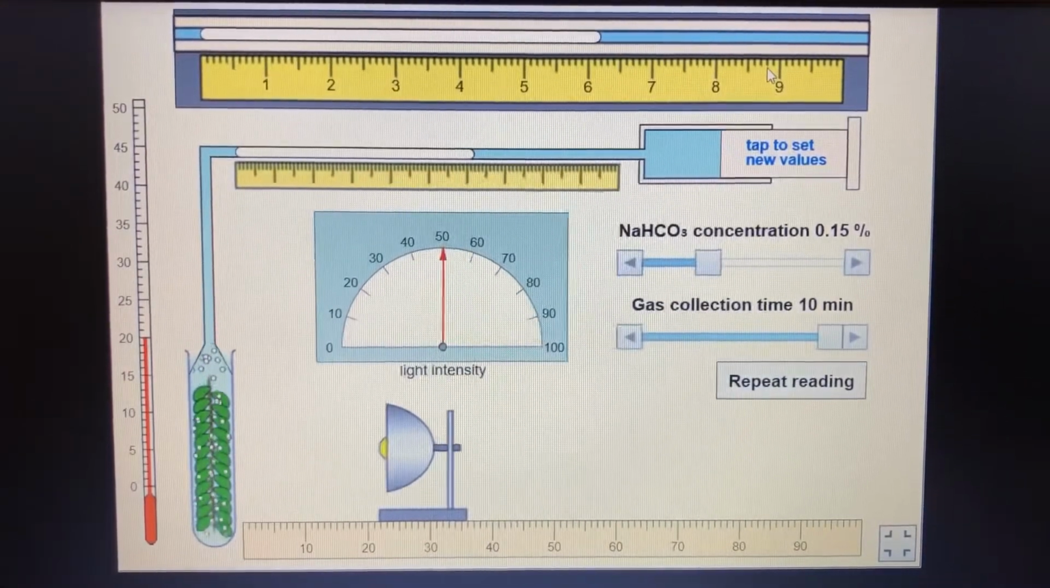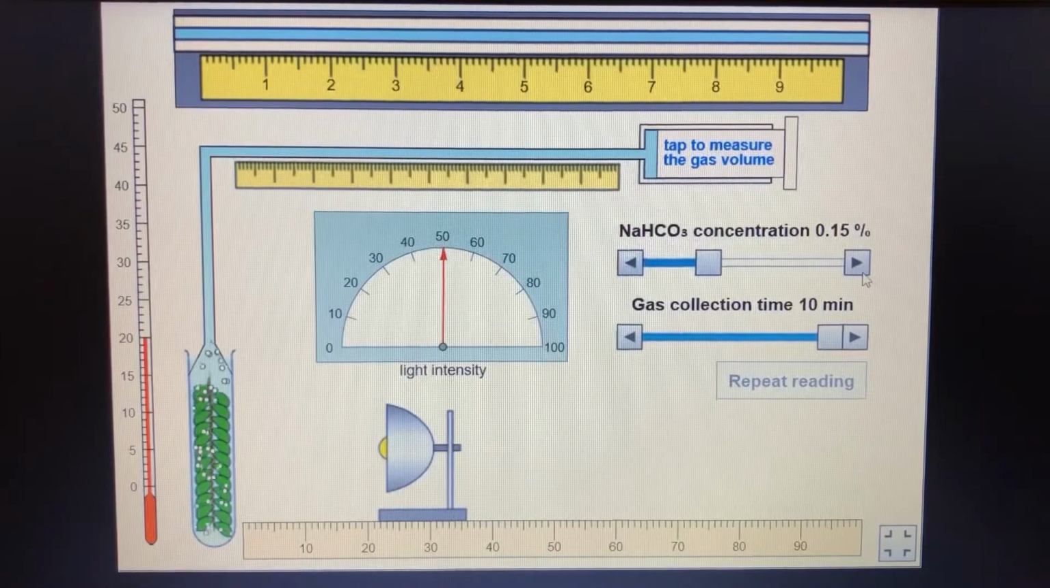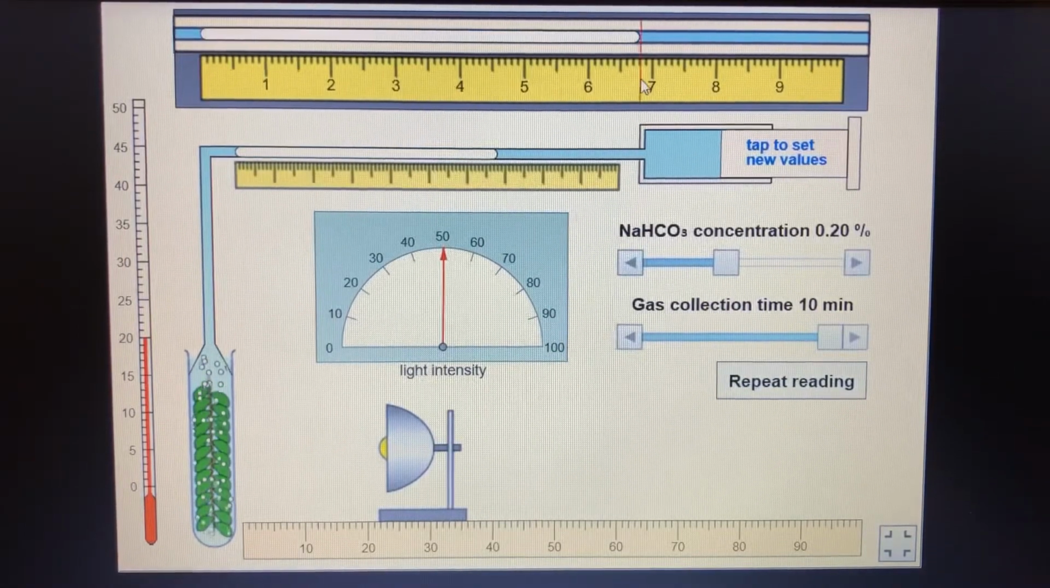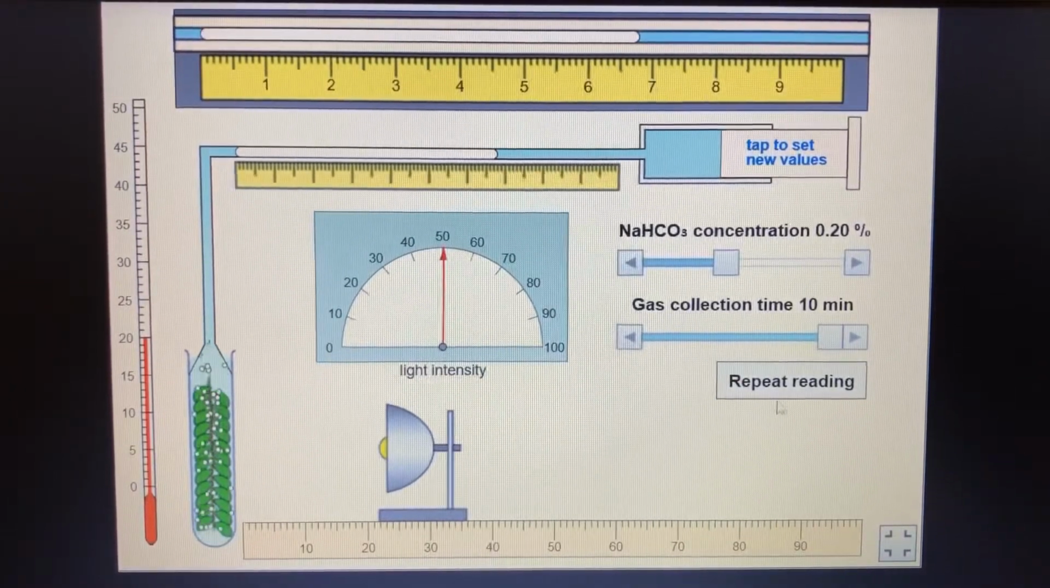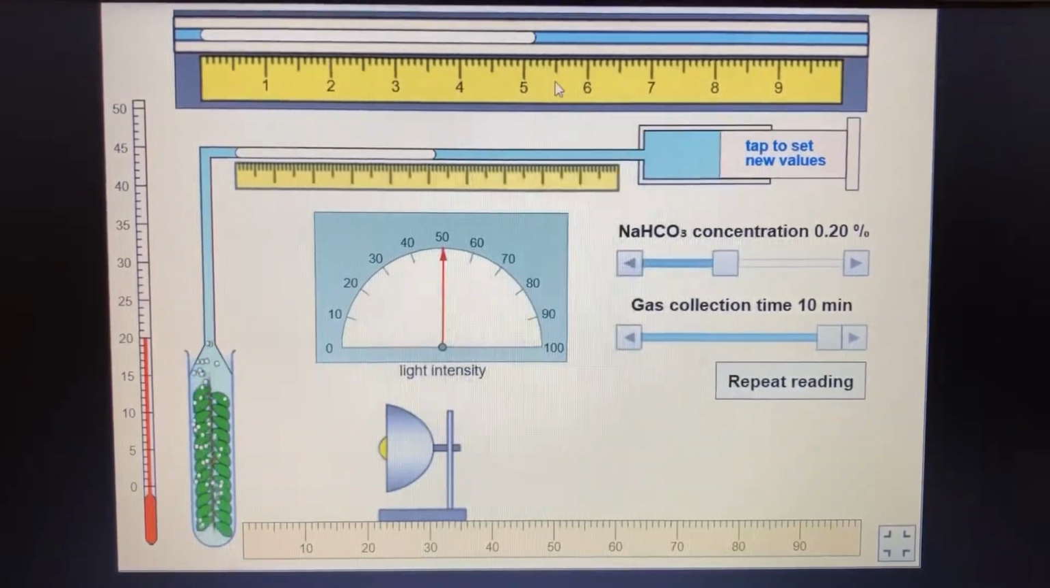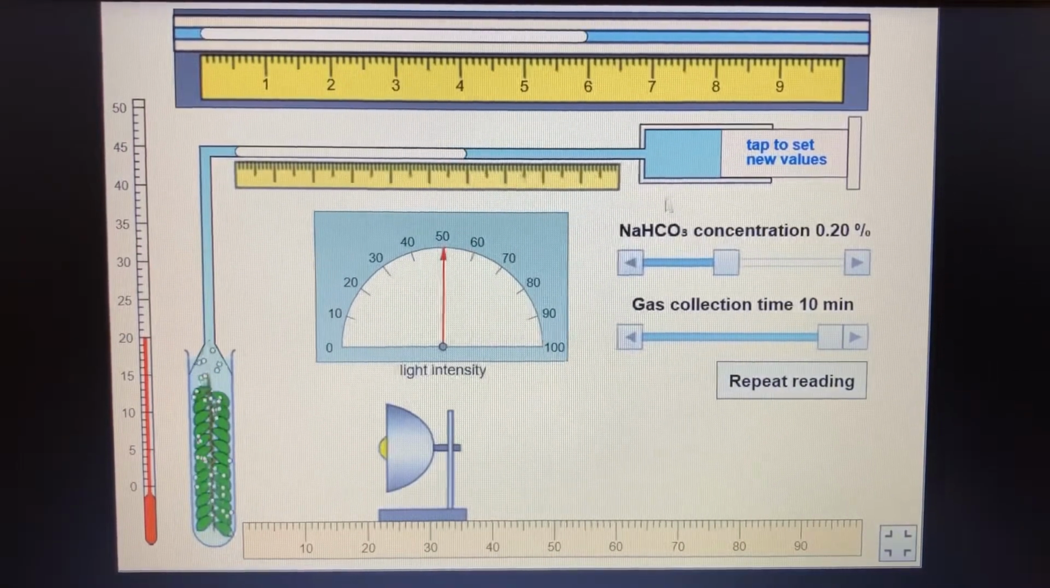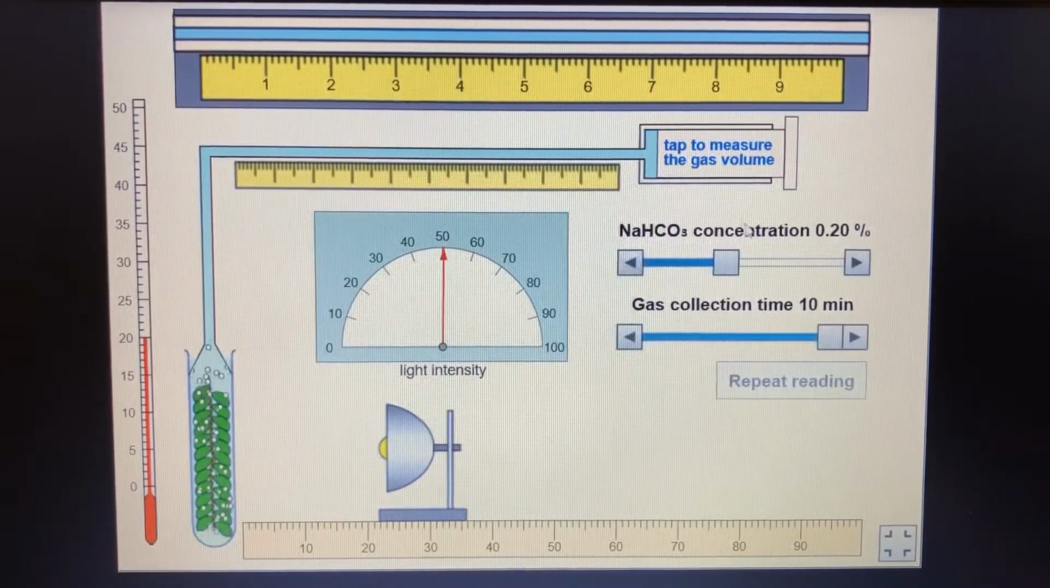Quite a varied set of results. We'll have a look at those in a bit. Let's go to 0.2 and 6.8, 5.2, 6.0. Let's increase again, 0.25.